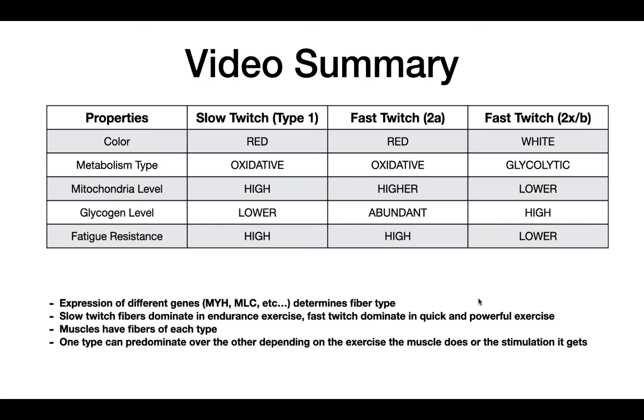So in summary, we talked about the different types of muscle. We talked about how the expression of different genes determines fiber type. We talked about which types of fibers dominate in different exercises. We also talked about how muscles have fibers of each type. So I hope this video helped you understand the differences between slow and fast twitch muscle.